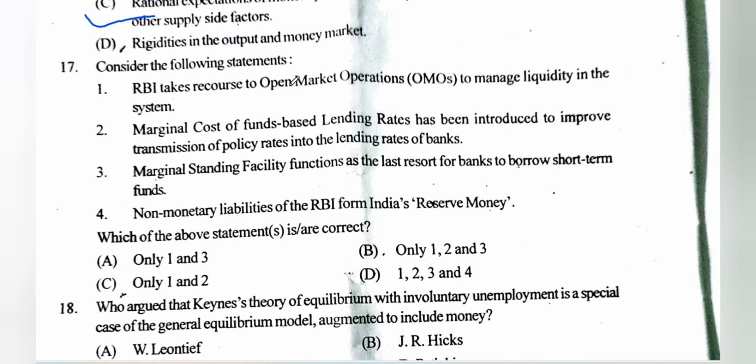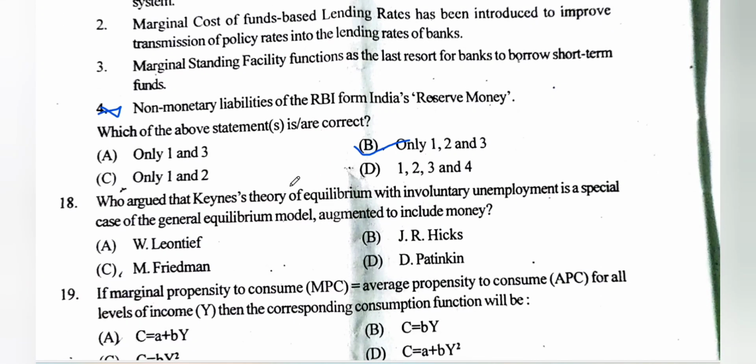Option 4, non-monetary liability of the RBI forms India's reserve money. Reserve money, as we know, is high-powered money and it only includes currency with public and bank reserve with RBI, but it does not include non-monetary liability. So option 4 is wrong. So the correct answer is options 1, 2 and 3. Here in option B, there are options 1, 2 and 3. So the correct answer is option B.